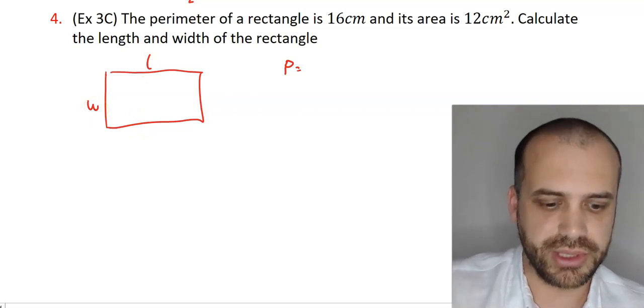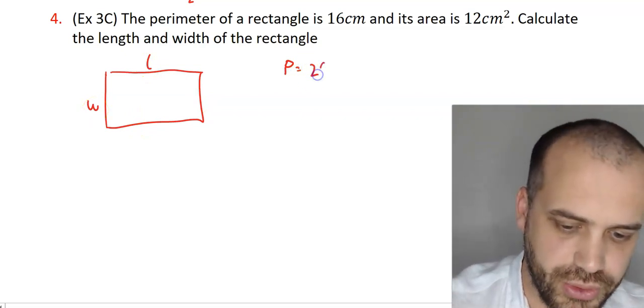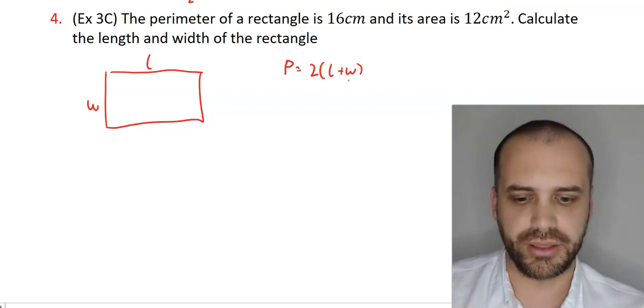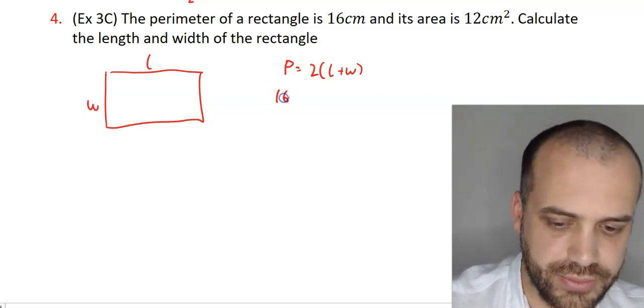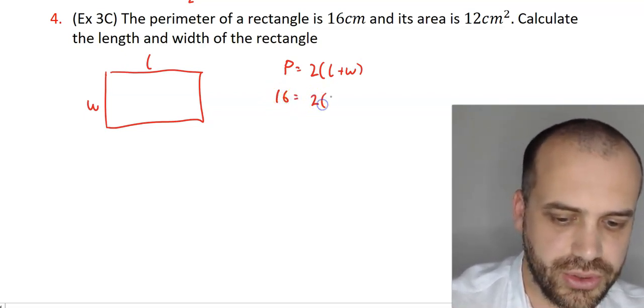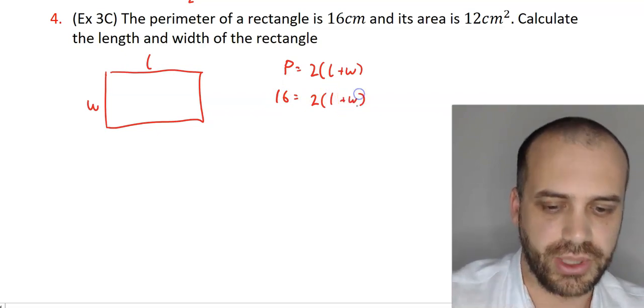2 times length plus width. 2 times length plus width. That would give me the perimeter. Now, I know what the perimeter is. The perimeter is equal to 16. So I know that 16 is equal to 2 times length plus width.